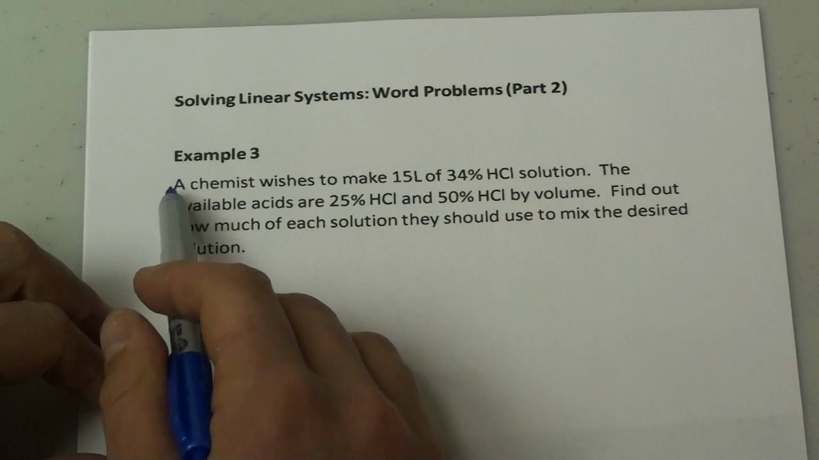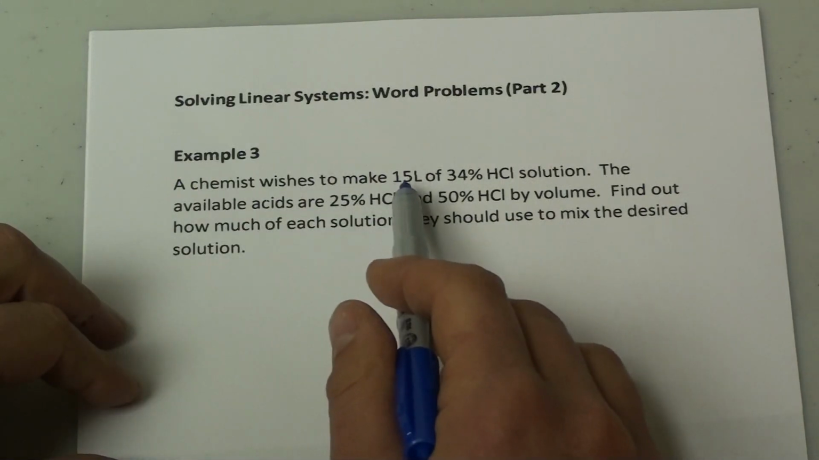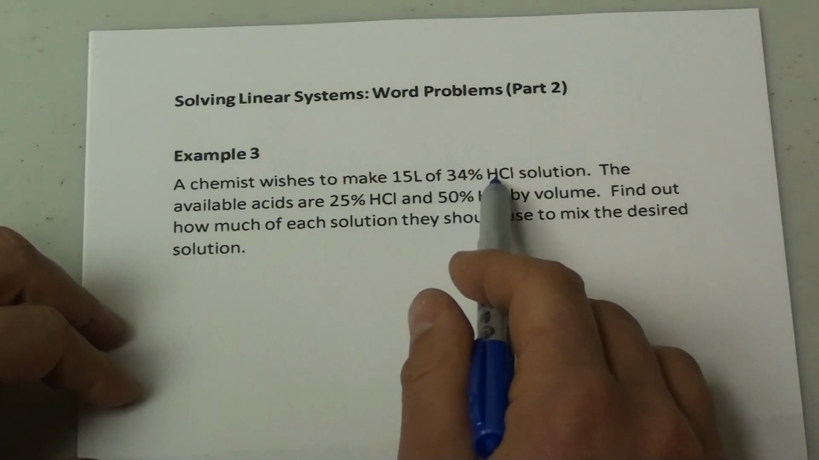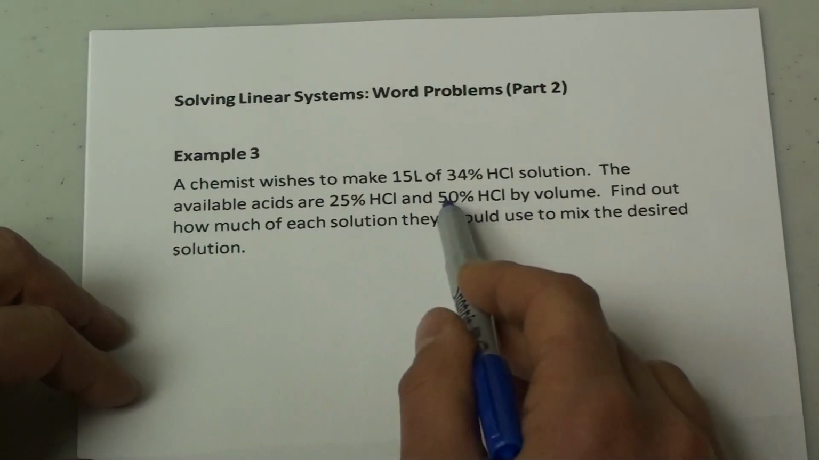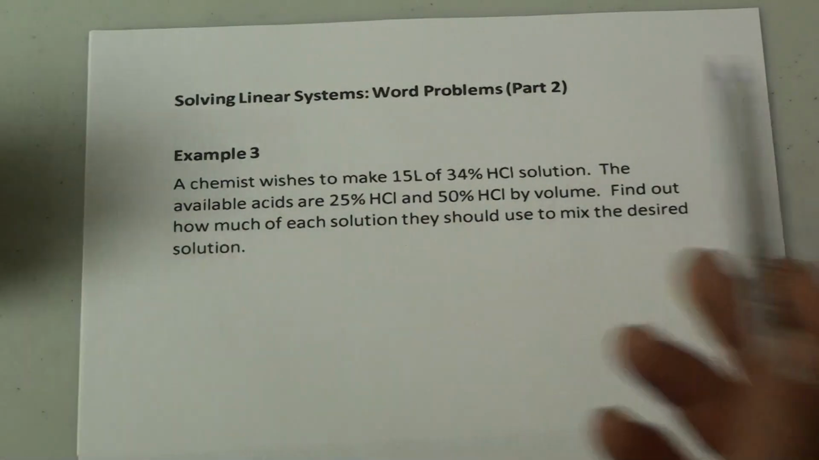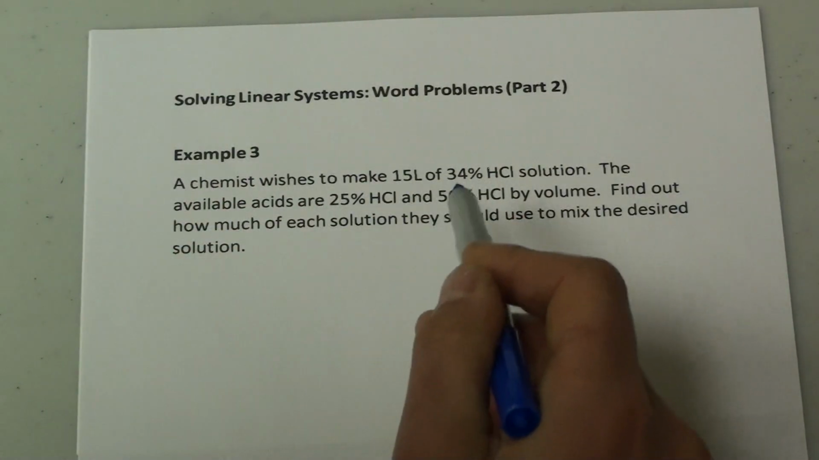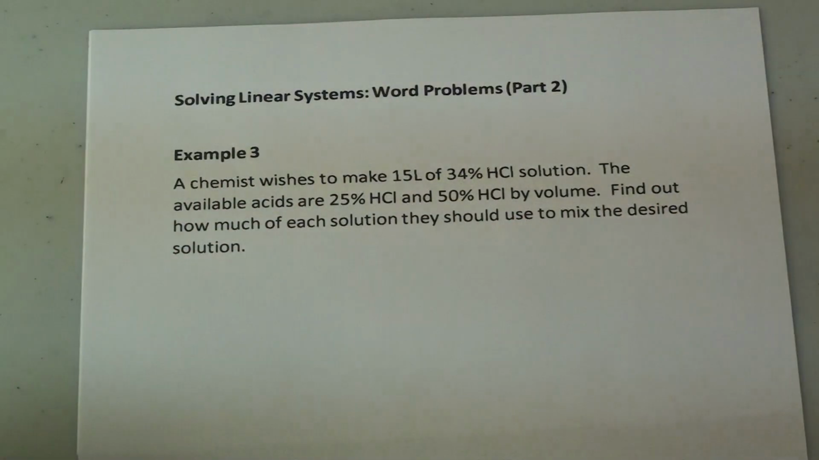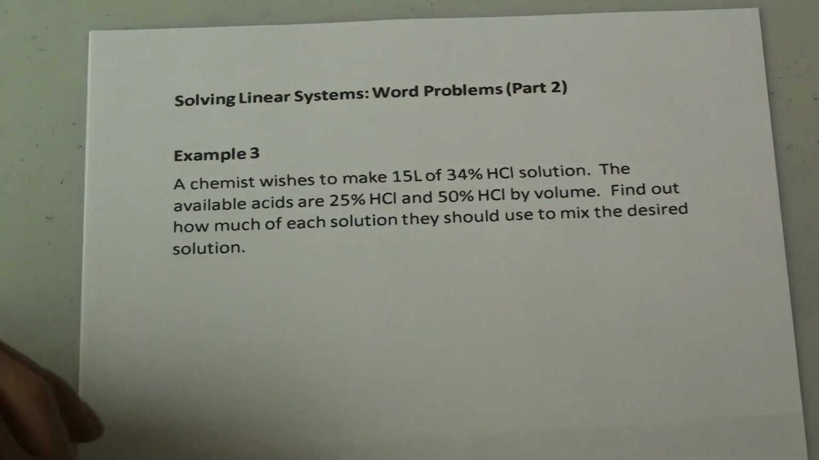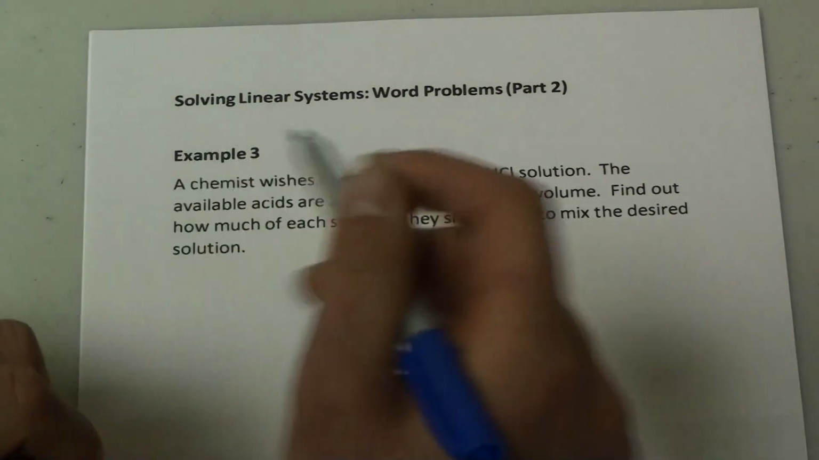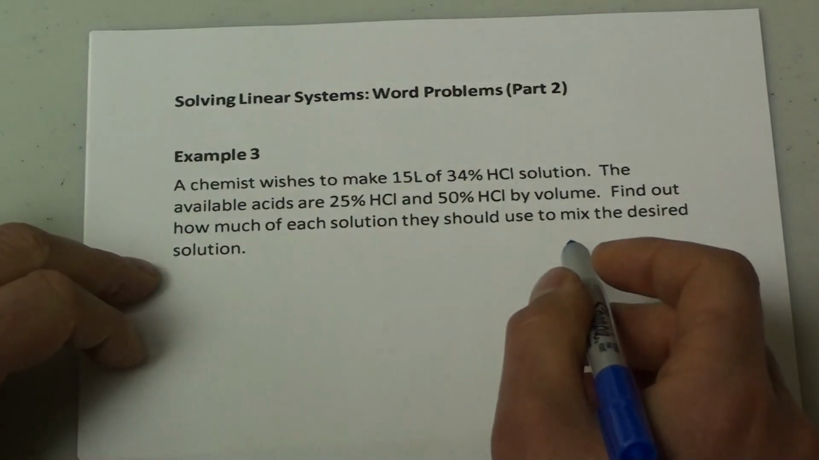So the third example, a chemist wishes to make 15 liters of 34% HCl solution. The available acids are 25% strength and 50% strength by volume. So it's kind of like you're mixing the two of them to get to the 34% that you want. It's like mixing hot water and cold water to make warm water. Find out how much of each solution they should use to mix the desired solution.